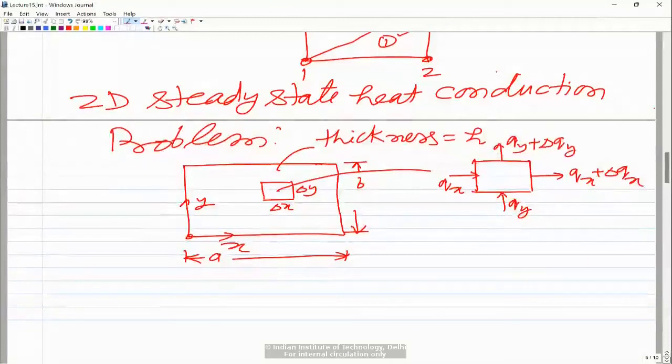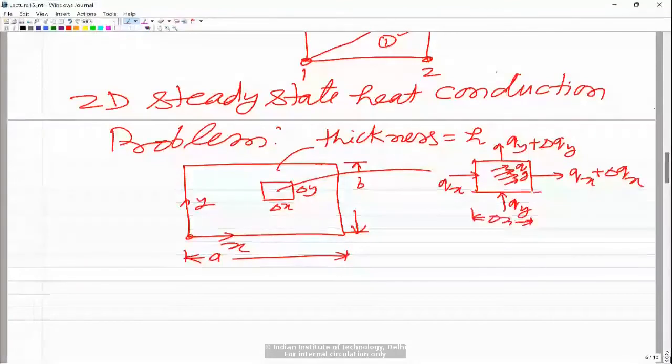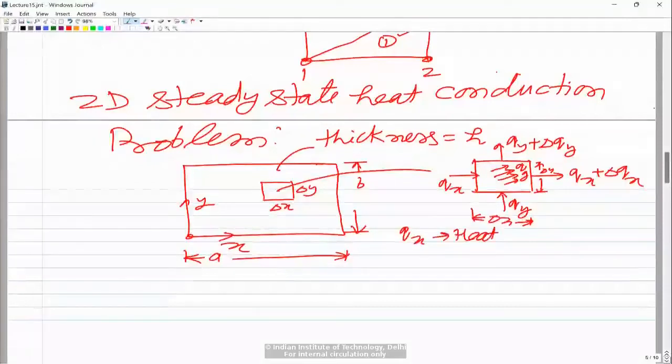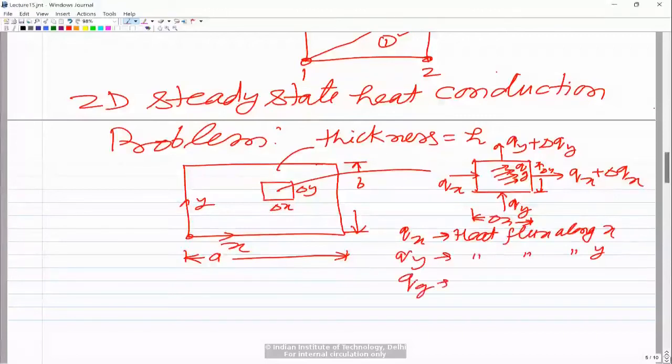In addition, let us say there is heat generation inside this element. In many problems QG would be zero, but I'm taking that there is heat generation. QG is the heat generation per unit volume, and the dimensions are delta x, delta y, and of course thickness h. So, as I said, qx is the heat flux along x, heat flux meaning heat per unit area, qy is the heat flux along y, and QG is the heat generation per unit volume.